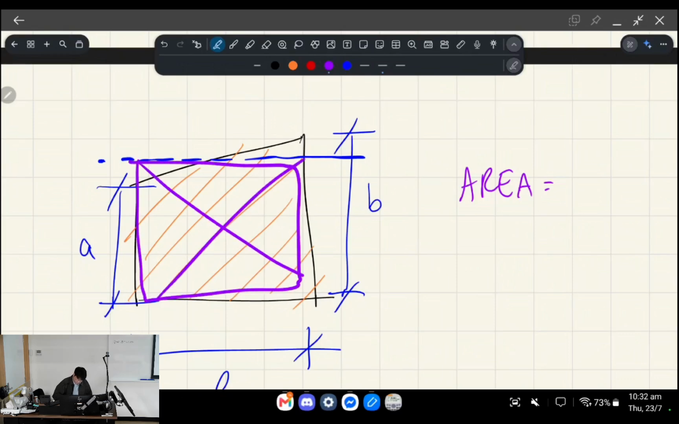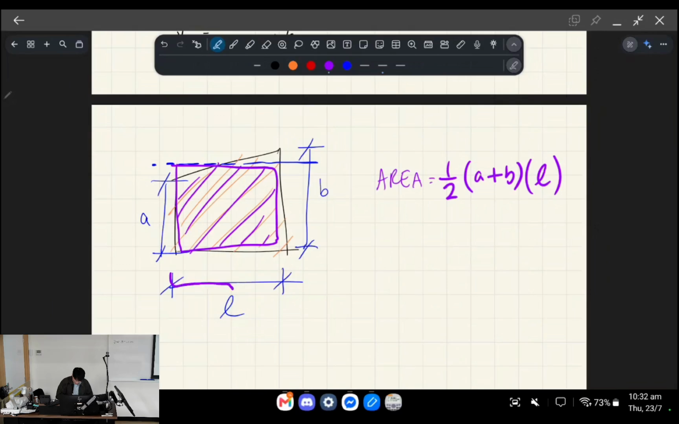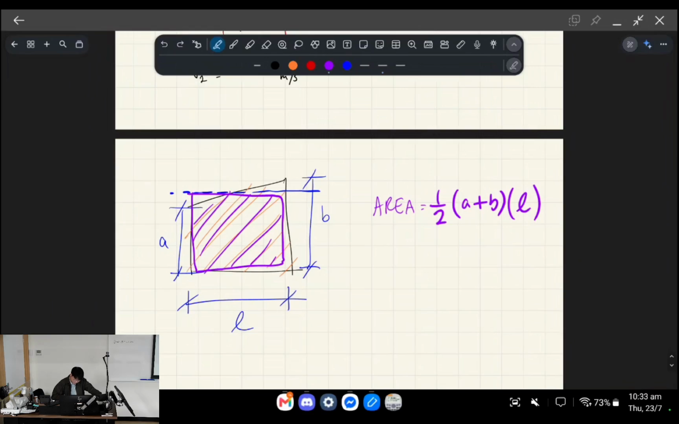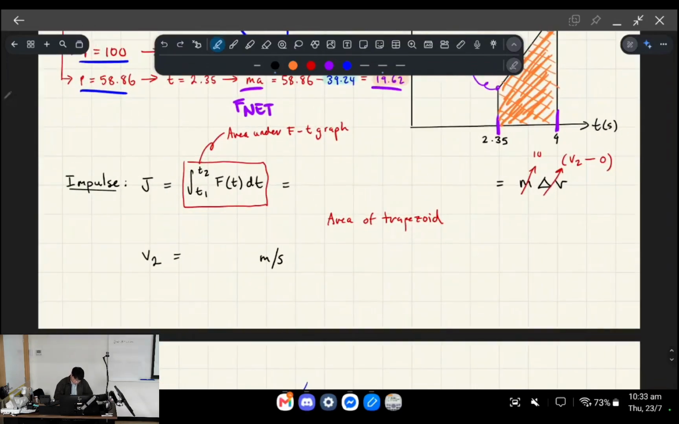So the area is just the average height, and the way you get the average height is you add both side lengths and divide by 2. Then L is the base of this rectangle. So you average the two side lengths, which are different, and then multiply that by the length. We're going to do the same thing here.